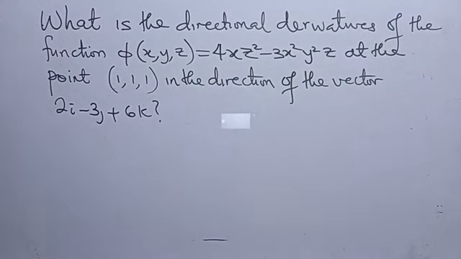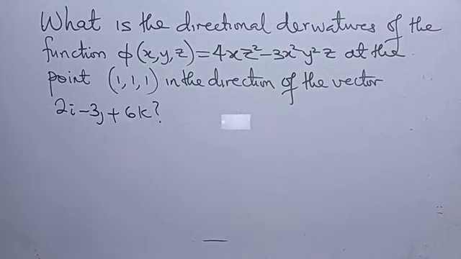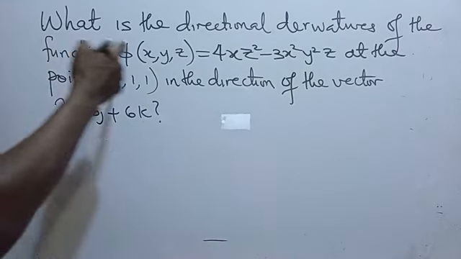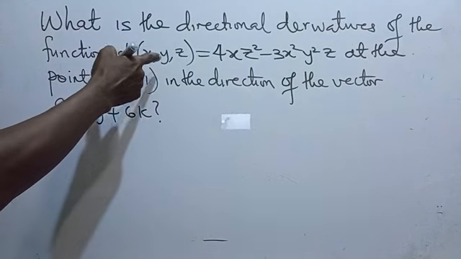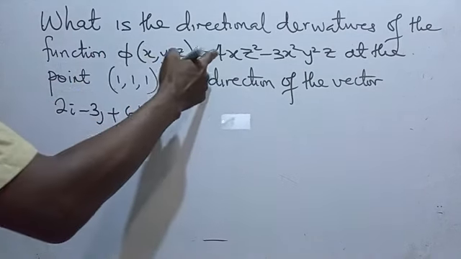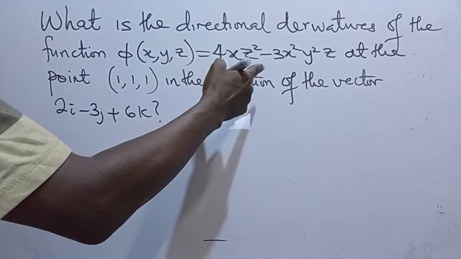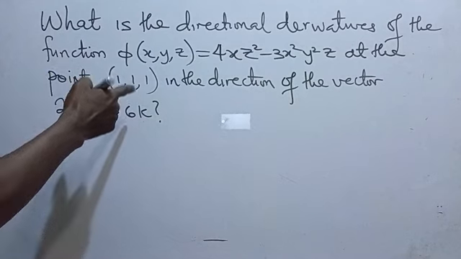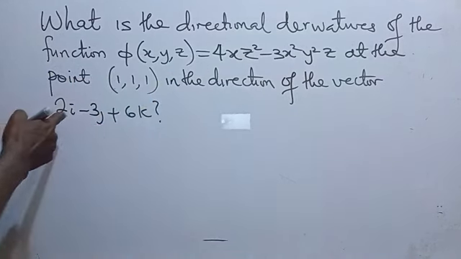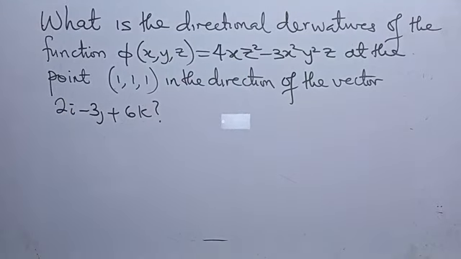Hello, in this video, we want to solve a problem on directional derivatives. And the problem is, what is the directional derivative of the function phi of x, y, z equals 4xz squared minus 3x squared y squared z at the point (1, 1, 1) in the direction of the vector 2i minus 3j plus 6k.